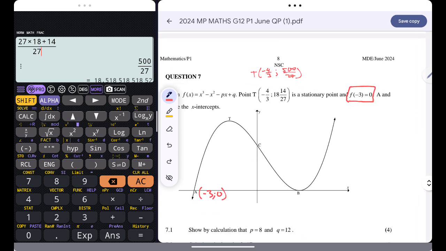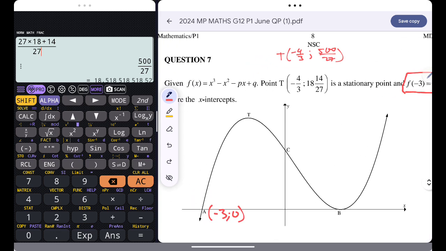Now, the first question: they want us to show that p is equal to 8 and q is equal to 12. Since I'm given the equation, f of x is equal to x cubed minus x squared minus px plus q. Let's find the value of p first. My derivative will simply be equal to 3x squared minus 2x minus p.